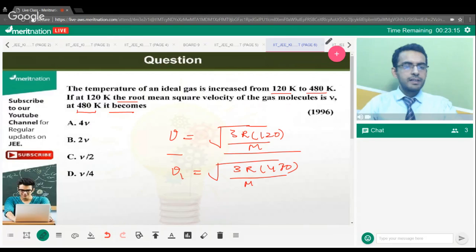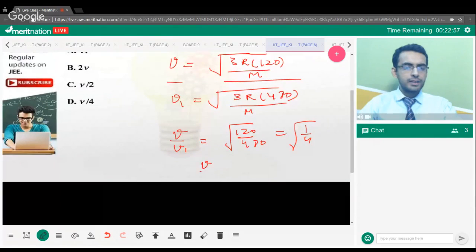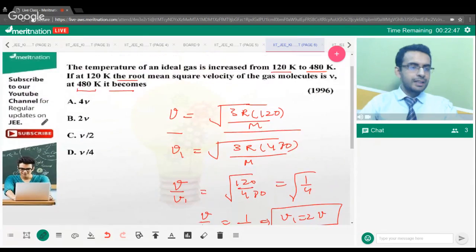So you get V by V1 is equal to, you can see, under root of 120 by 480, and that's equal to square root of 1 by 4, and that's easy to understand. V by V1 is equal to 1 by 2. This implies V1 is equal to twice of V. So that means option B is the correct option, right?